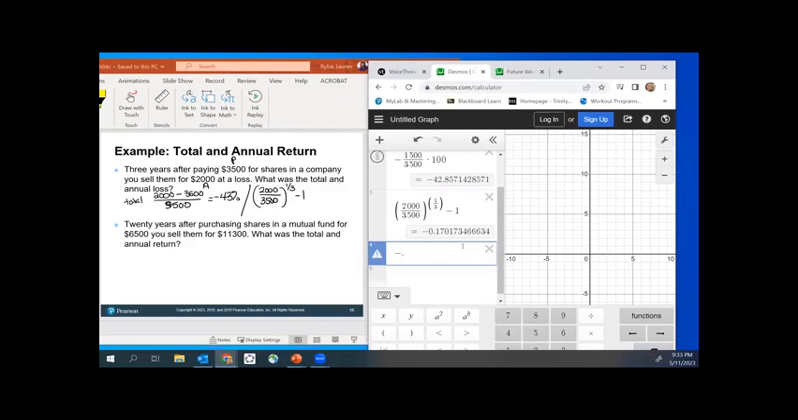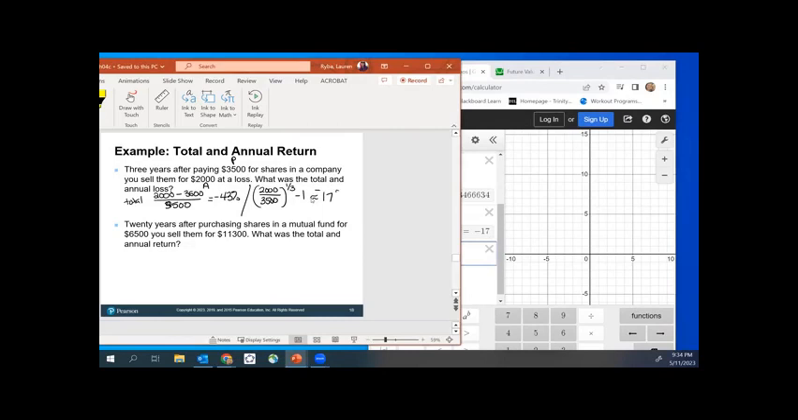So negative 0.17. If I times it by 100, it's 17%. So I lost about 17% every year. So about 43% in total, about 17% per year. So about negative 17% per year.